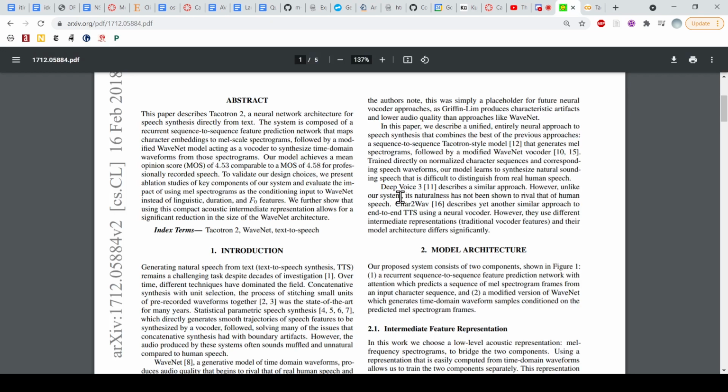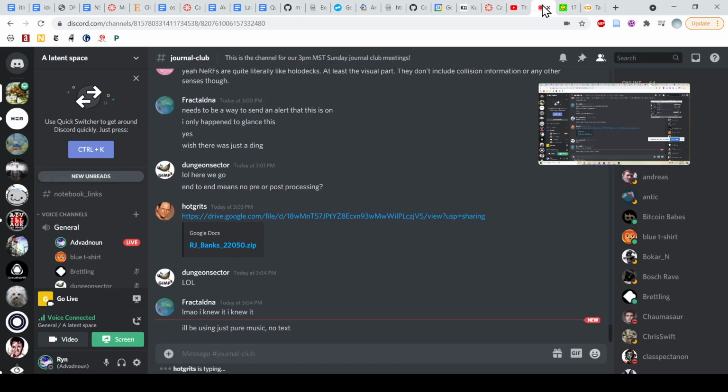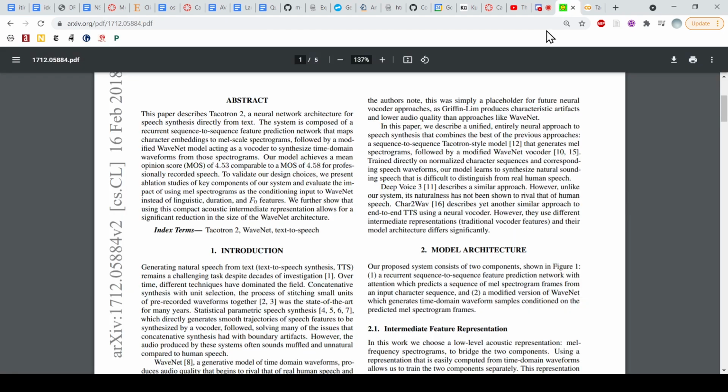Jeez. Let's see. Okay. We'll start at the very bottom with the character embeddings and talk about it a little bit. Just pure music, no text. I'm sure you could do lyrics and get sung text from it. That'd be cool. Okay.